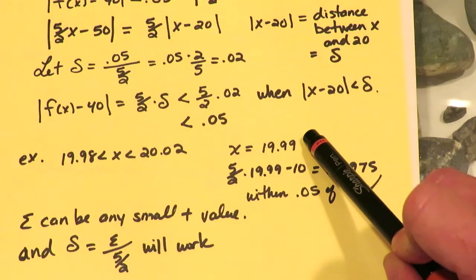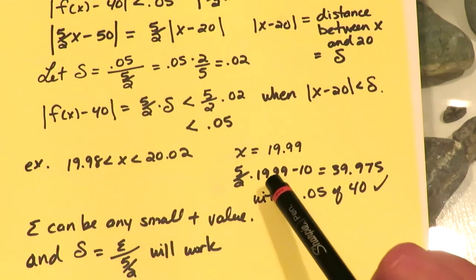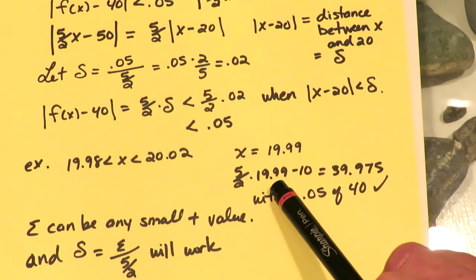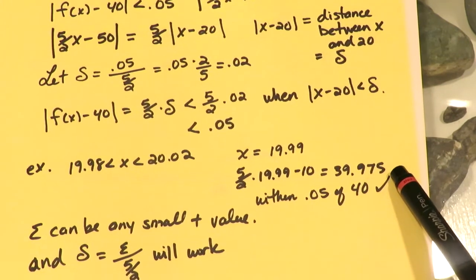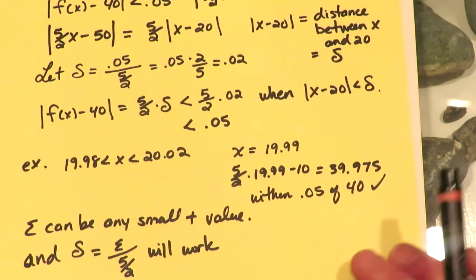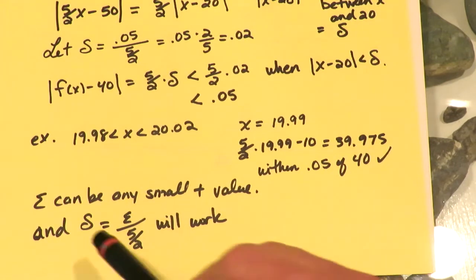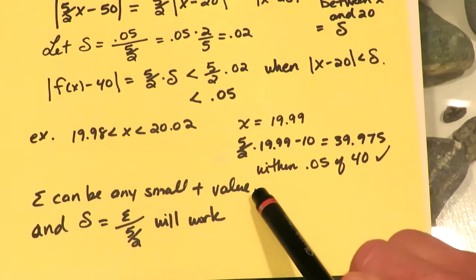19.99 will be an example. 19.99 falls in that range. So plug that x into your function and you get 39.975. 39.975 is less than 0.05 away from 40, so it works. And I just picked 0.05 as a number so that you actually had a number to look at, but epsilon could have been any small value.